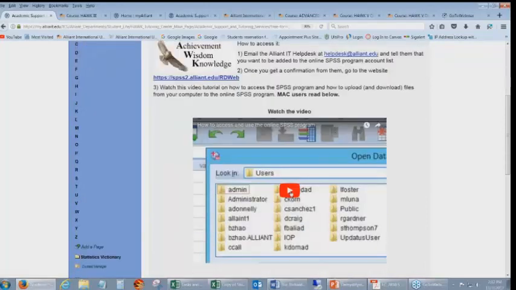The problem is getting your SPSS data from your computer to the online version of SPSS. That is not user-friendly, so that's why I made the video showing step-by-step how to get data from your computer to the online cloud and vice versa, how to save it from the cloud back to your computer, okay? But again, it's a nice little program, and of course, people with Macs, it doesn't work right, but there are some different tips that work for some people and some people they don't.